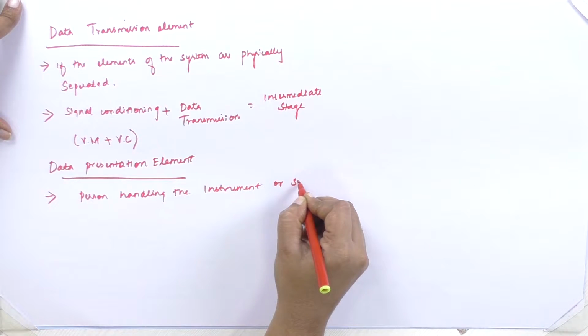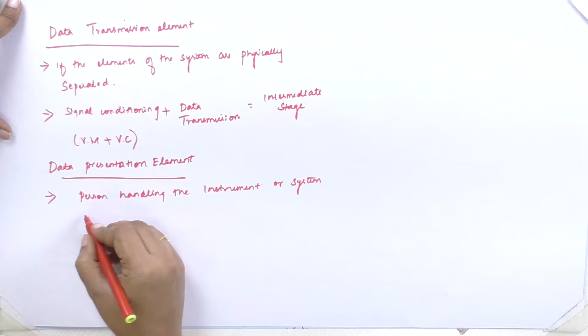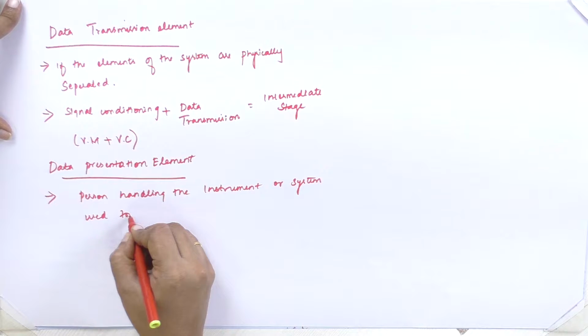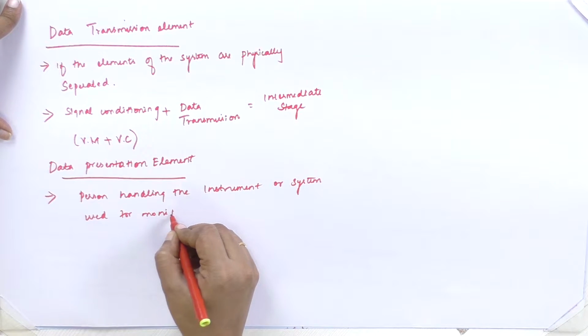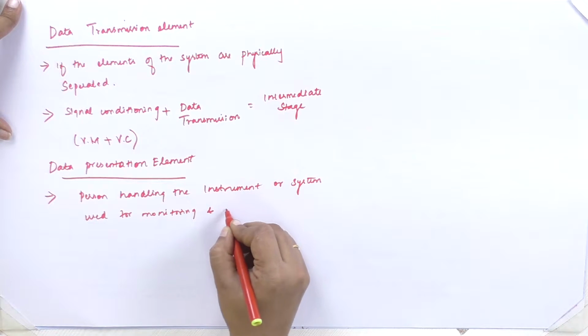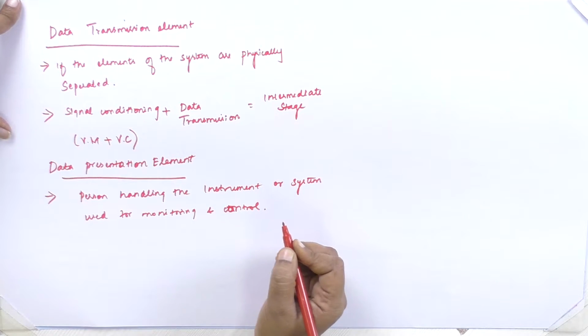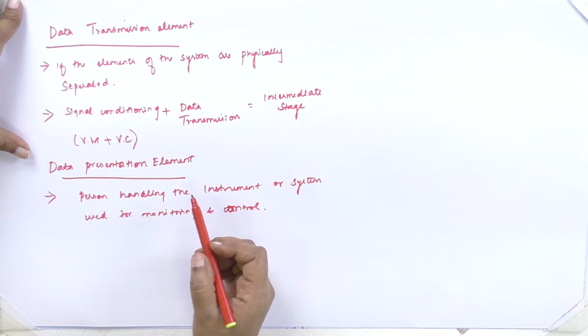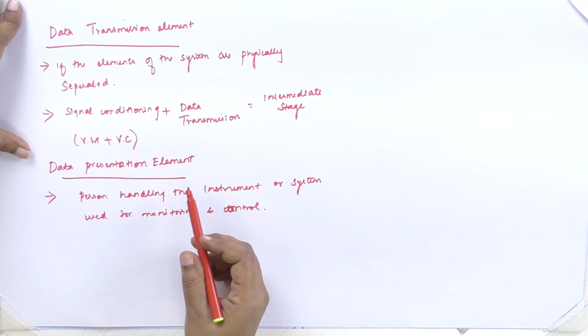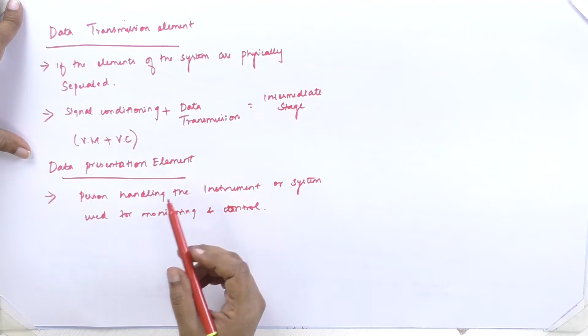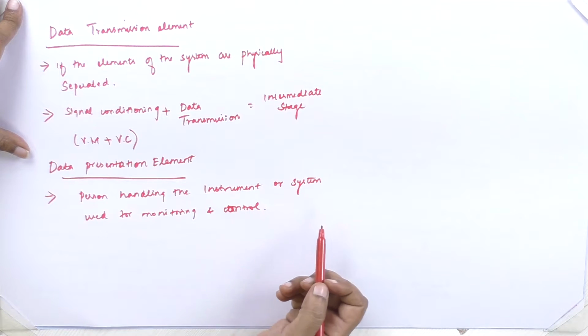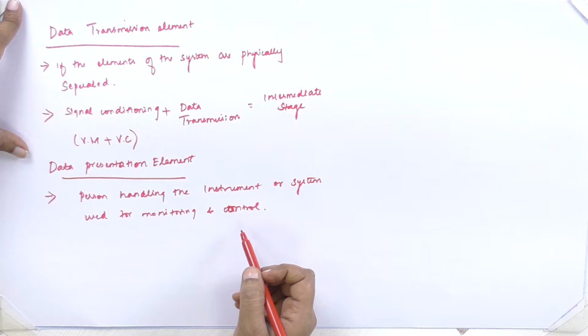or it must be given to the system used for monitoring and control. So, the data presentation element will convey the information which is to be transferred to the person handling the instrument or the system which is used for monitoring and control.